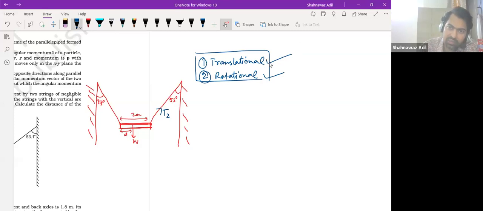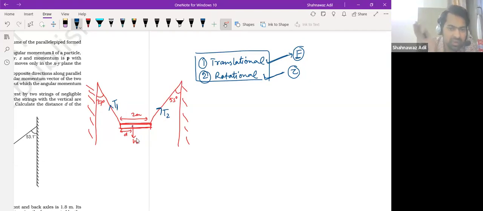So translation will talk about all the forces, and rotation will talk about all the torques, right? So first we have to find out all the forces. This weight is given. Then we have this string, so we have this tension, and then we have another string, so we have another tension. Right, guys? So we have three forces, T1, T2, and W.